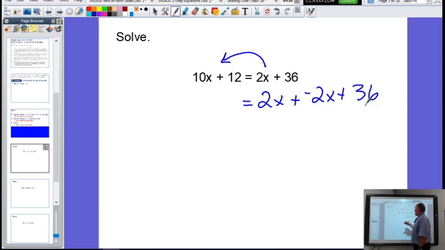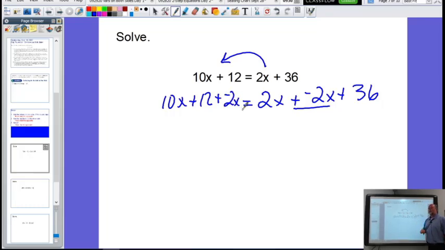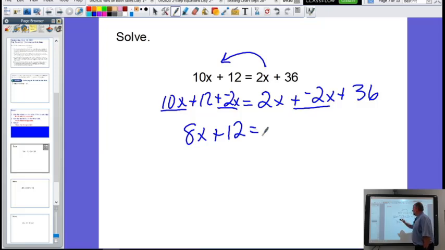Then I come over to the other side, and I move over a little bit. I write 10x plus 12. And then this new thing that I added, I've got to make sure I add it on the other side as well, so plus negative 2x. And now we put like things together. On this side, I've got a 10x and a negative 2x that can go together to give me 8x plus 12. If you need to use your calculator to do some of that math, it's okay. My 2x's go away, and I'm left with 36.